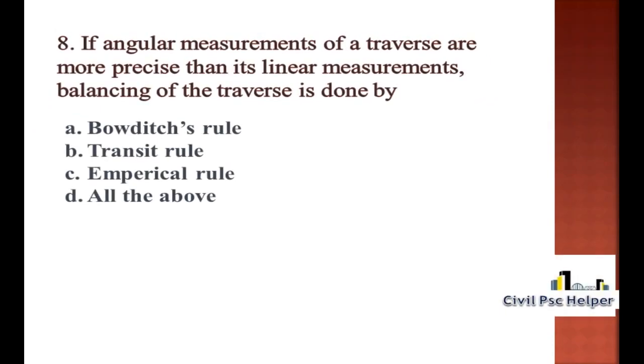Eighth question. If angular measurements of a traverse are more precise than its linear measurements, balancing of the traverse is done by option A, Bowditch rule, option B, transit rule, option C, empirical rule, option D, all the above. If angular measurements of a traverse are more precise than its linear measurements, the balancing of traverse is done by transit rule. Option B is correct.